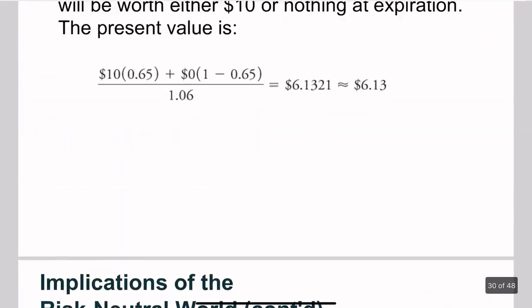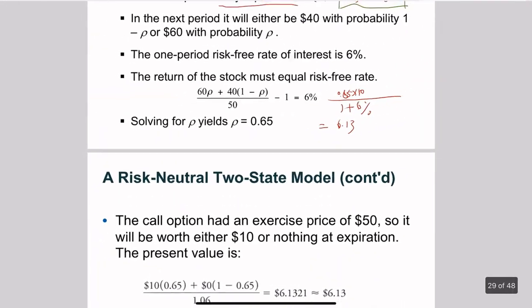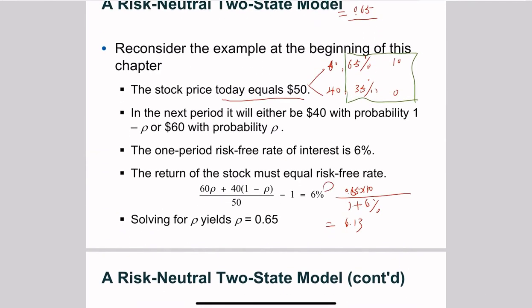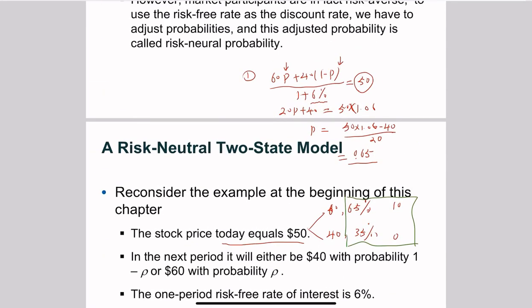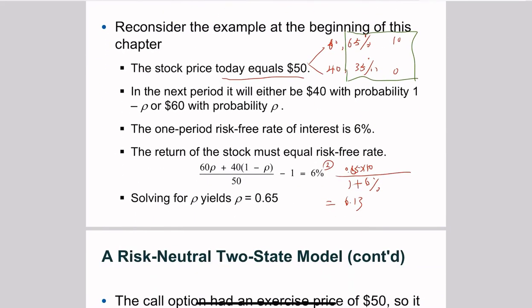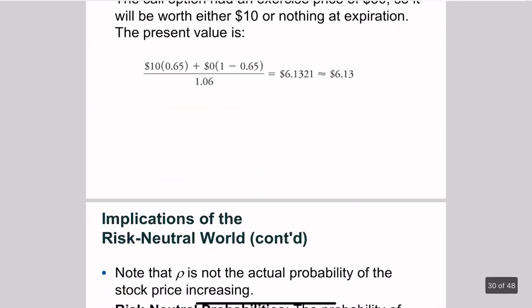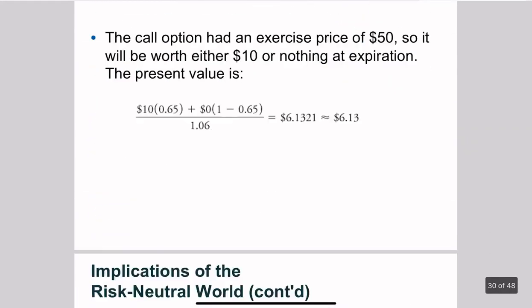Again, let me summarize. Basically, it's a two-step process. In the first step, you use the stock price to find the risk-neutral probabilities. In the second step, you use the risk-neutral probabilities to calculate the expected payoff of this call option, and then you discount it using the risk-free rate. This will give you the correct value of the call.